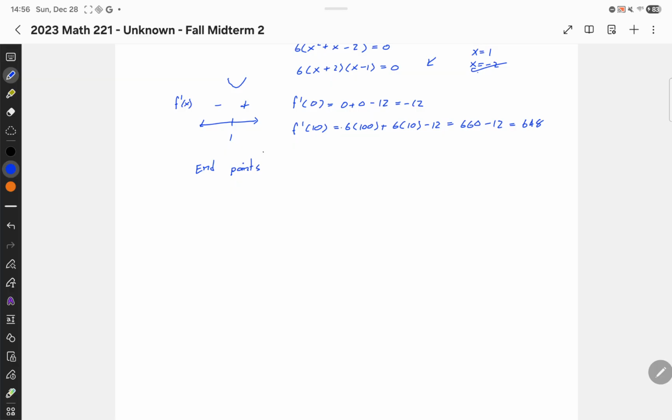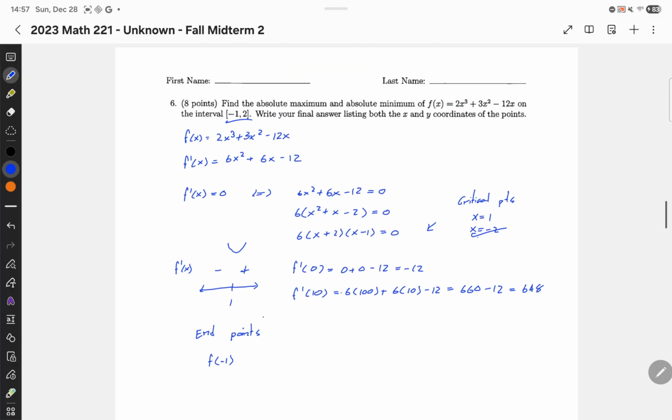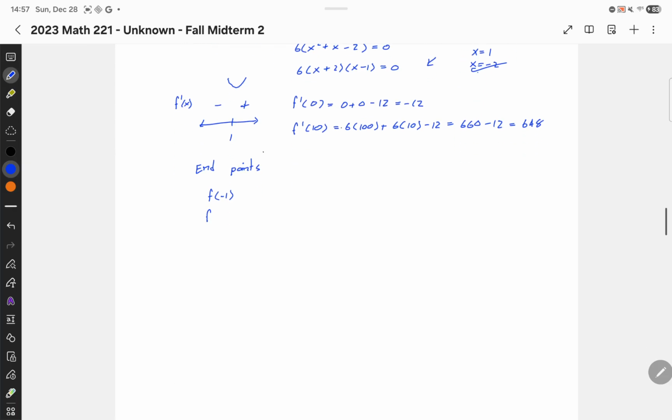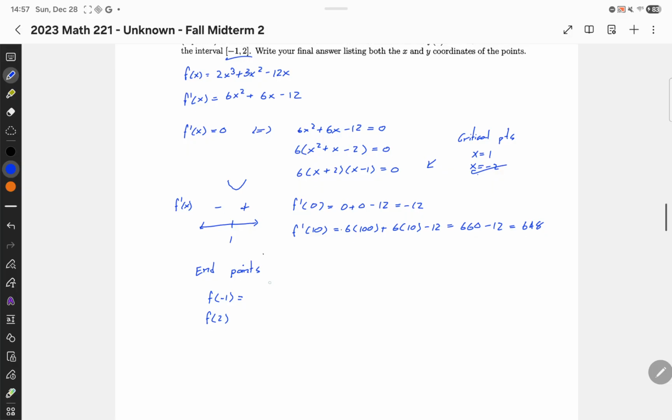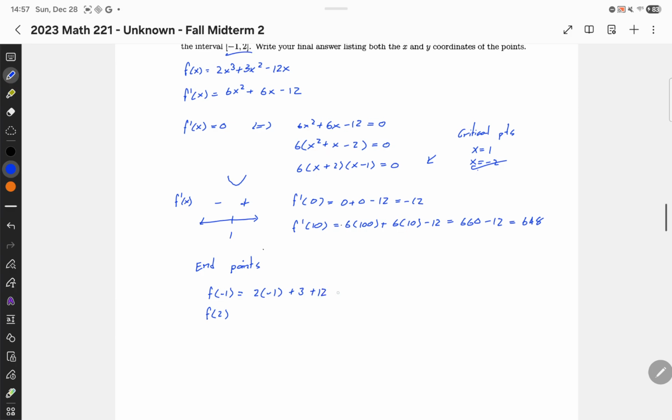So the left endpoint is minus 1, and the right endpoint is 2. And so f of minus 1, well, that's going to be 2 times minus 1 cubed, which is minus 1, right, because it's an odd power, plus 3 times minus 1 squared, which is just 1. And lastly, minus 12 times minus 1 becomes plus 12. This is minus 2 plus 3 plus 12, which is going to be equal to 13.